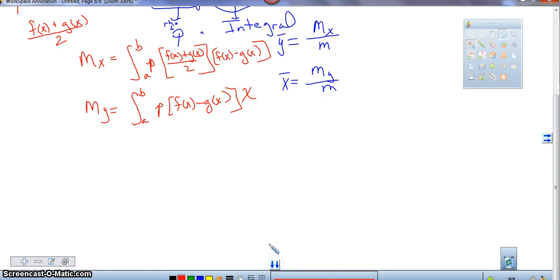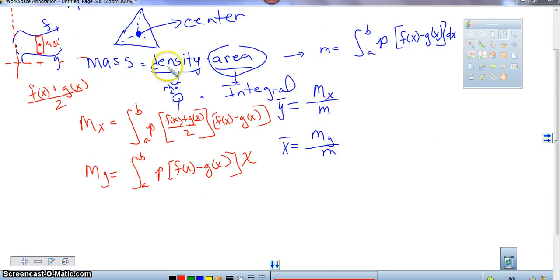So the moment about the y-axis would be your mass, so density times area times the distance from the y, so there. The distance from the y is x. Your moment about the x-axis would be your density times your area times your distance from x, which would be the midpoint between those two functions.